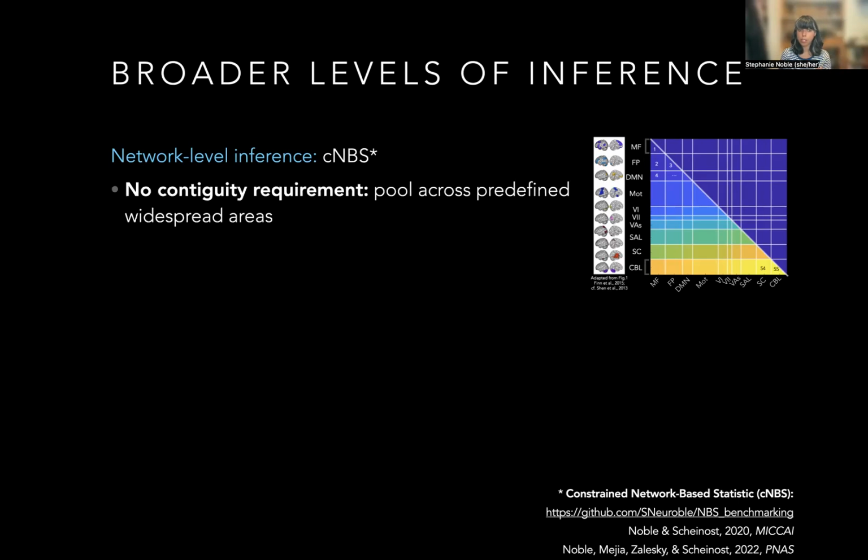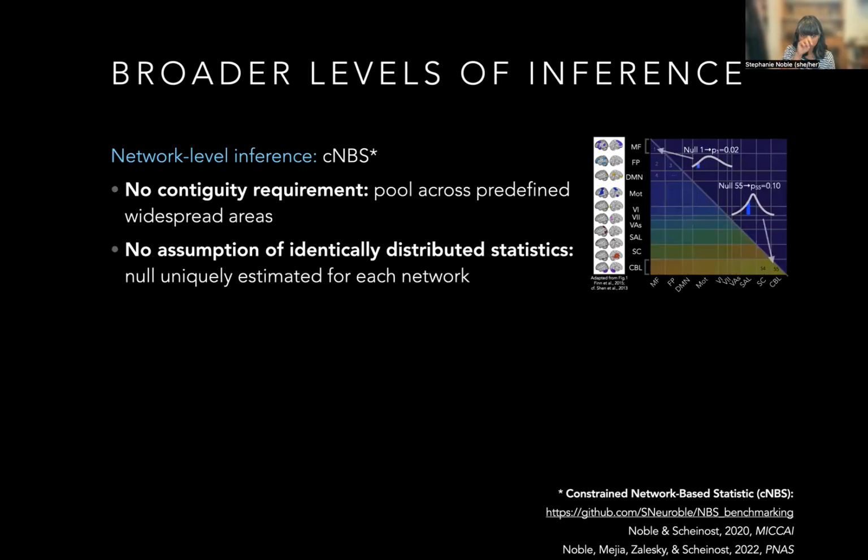One is that there's no contiguity requirement. We can pool across areas that are very widespread, but not actually connected components in the network. And we know that there's some dependence across these widespread areas. And another is that there's no assumption that statistics are identically distributed. So different networks have their own unique nulls that are estimated.